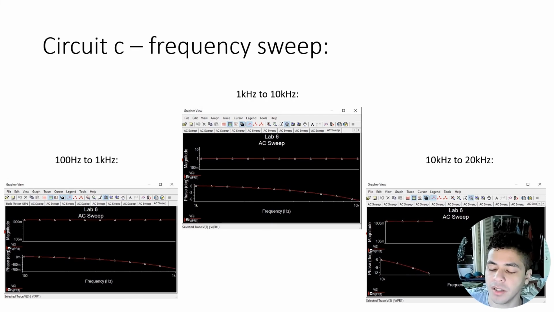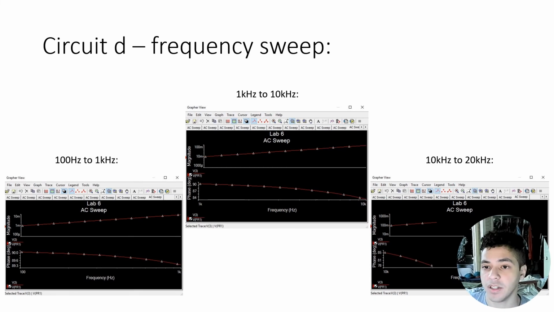Circuit C ended up being the same as the first one. So it's a low pass filter. And last but not least, circuit D was similar to circuit B, so it's also a high pass filter.